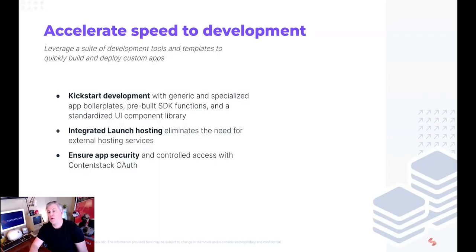So a few things around how we help out with speeding up development. We have a whole suite of tools and functionality that's really designed for creating and deploying apps. And one of the things we're going to talk about today is having things like our app boilerplates to help you get started, pre-built SDKs, and we also have a component library, so you don't have to worry about making sure that it matches the look and feel of the rest of the product. It'll look nice and integrated for your users.